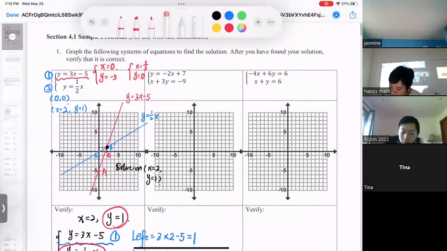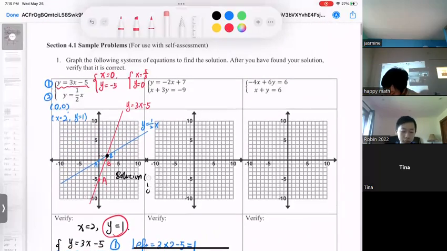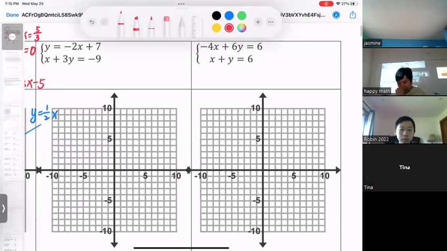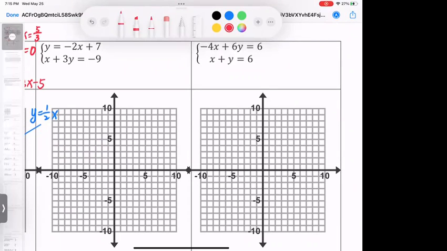Let's go back to question 2. Let's redo question 2 again. Question 1, we already figured out: x is equal to 2, y is equal to 1. Let's see question 2. Here, y is equal to negative 2x plus 7. And another one will be x plus 3y is negative 9, right? So in here, he's asking to graph these linear equations. Does everyone know how to do it?